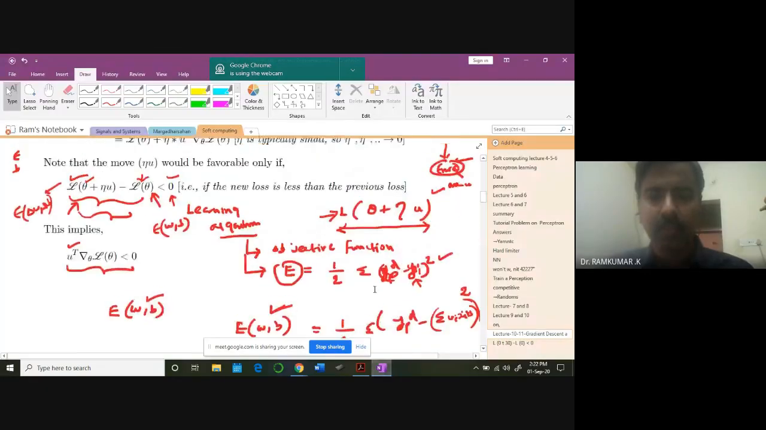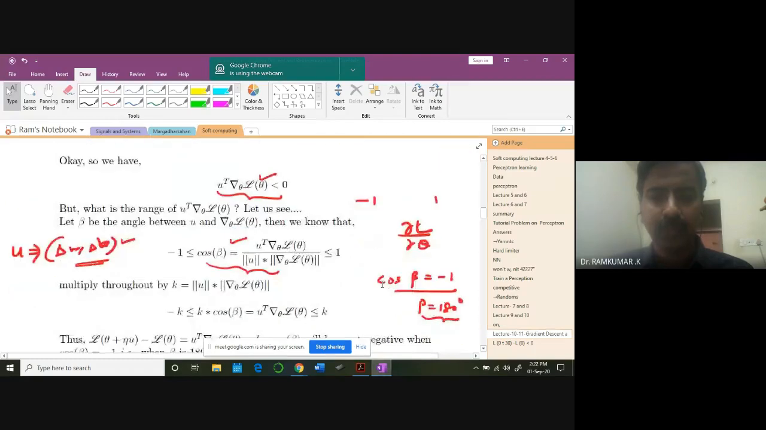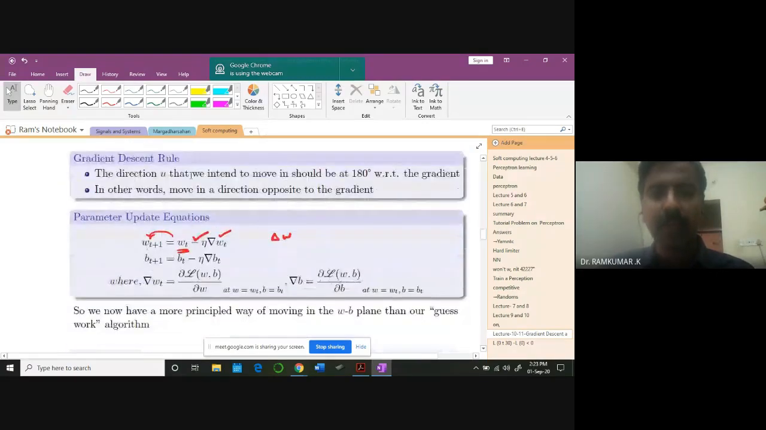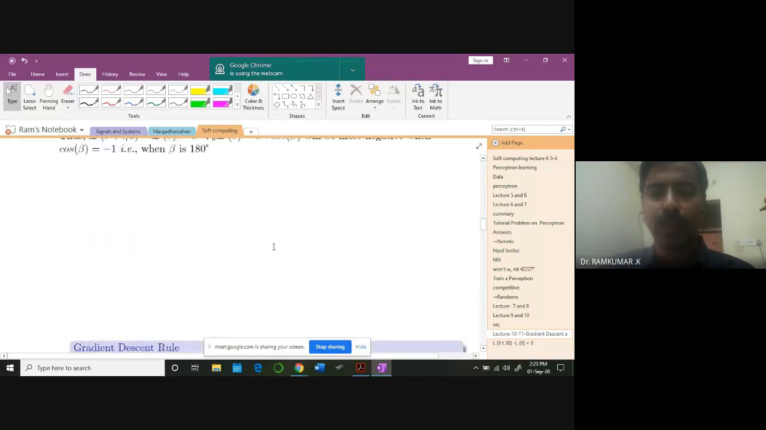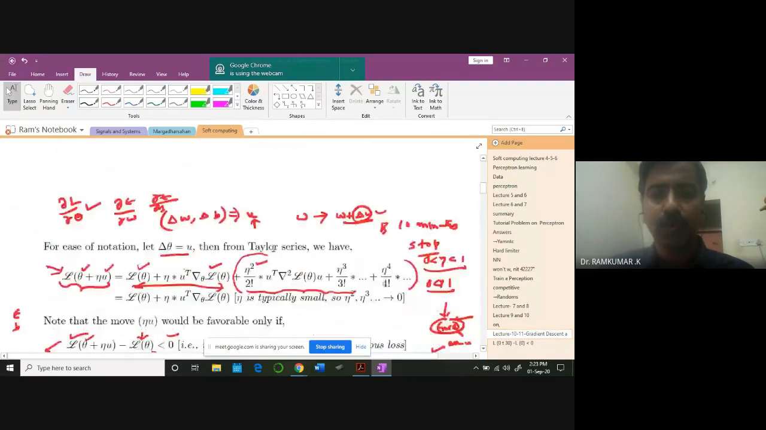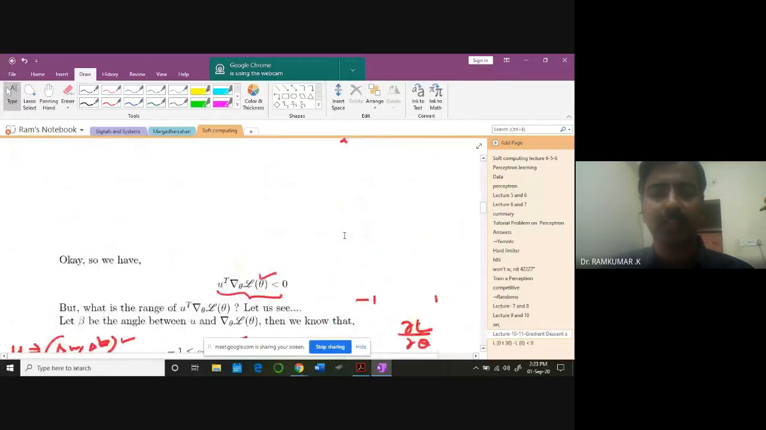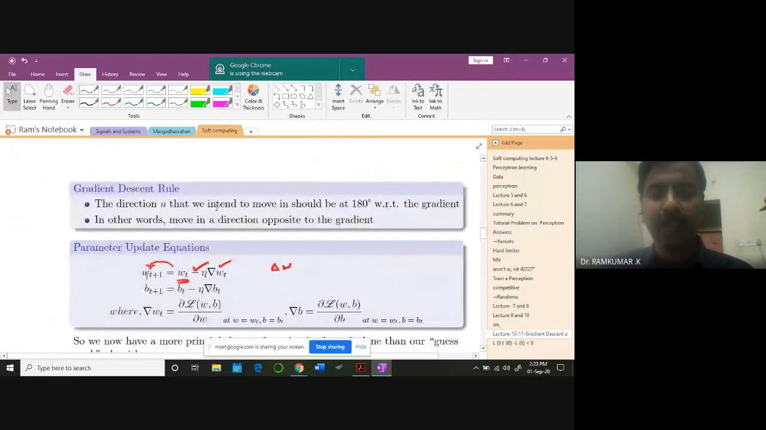Yeah, the screen is fine. So the idea is very clear. When cos beta is equal to -1, that means beta is 180 degrees. What is the direction of u? What is u? You know that u. It is delta theta, nothing but the change in weights and biases. We intend to move 180 degrees with respect to the gradient. It means we are moving just opposite to the direction of the gradient. That is the idea.